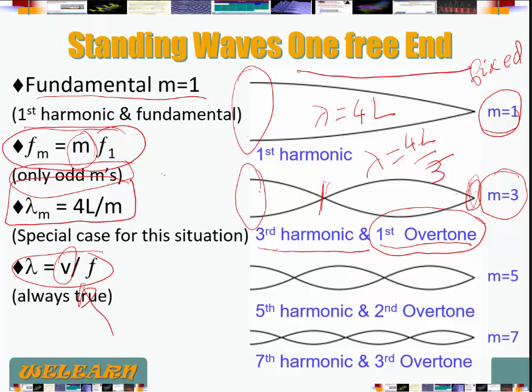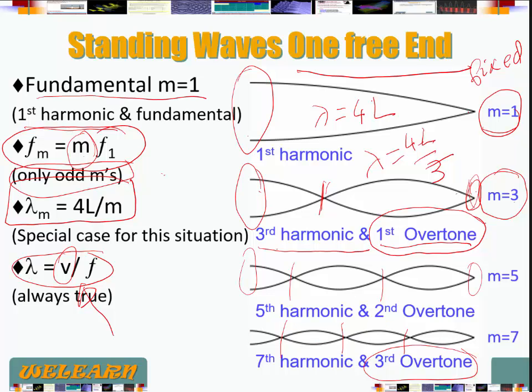For the next overtone, the second overtone, we'll add another node. So we have two nodes in the middle, still a node at the fixed end, and an antinode at the free end. So overall, we have here 2.5 segments. At the next overtone, we add another node. So 3 nodes, 3 antinodes, 3.5 segments, etc.